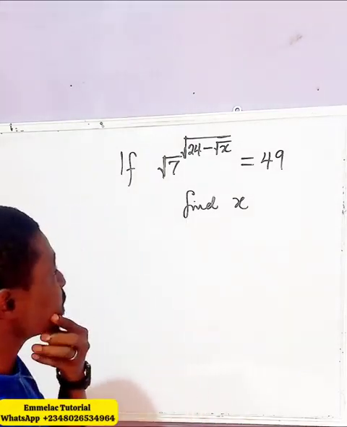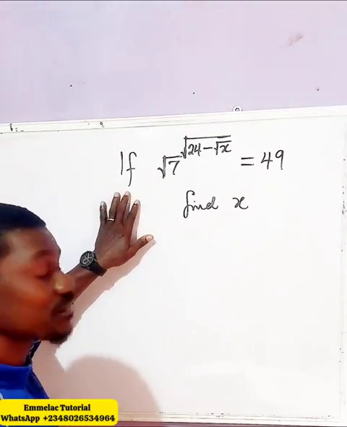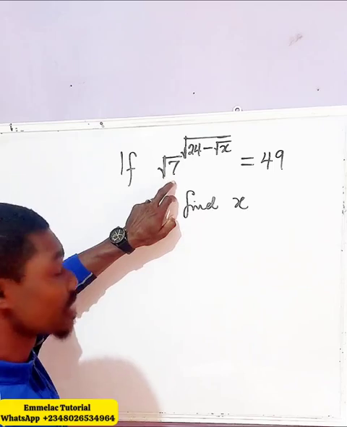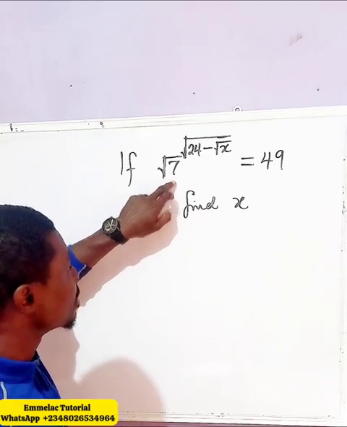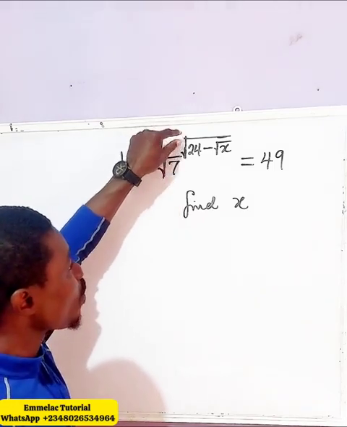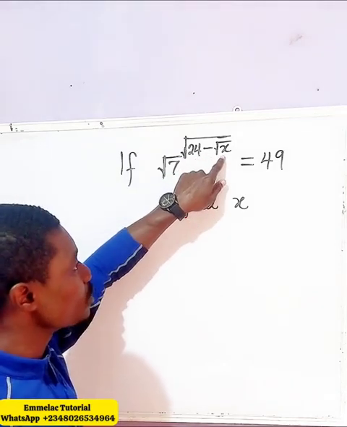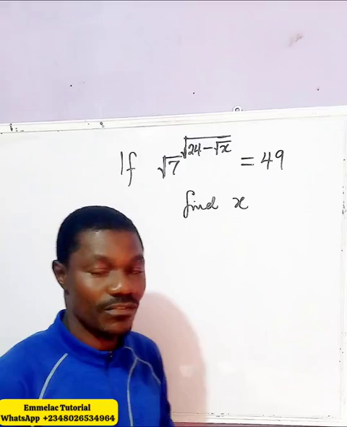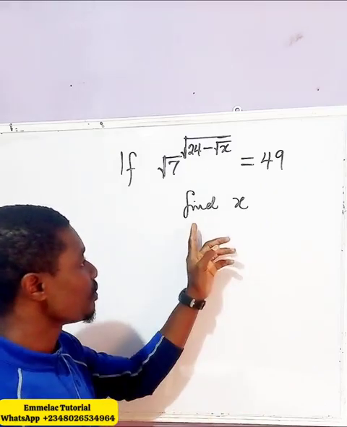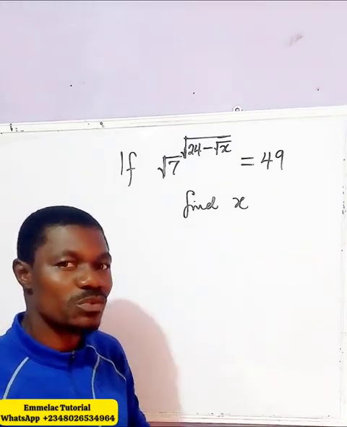Now let's look at this exponential equation. It says, if the square root of 7 acting as a base is raised to the power of the square root of 24 minus the square root of x equals 49, find x. So how do we go about this?